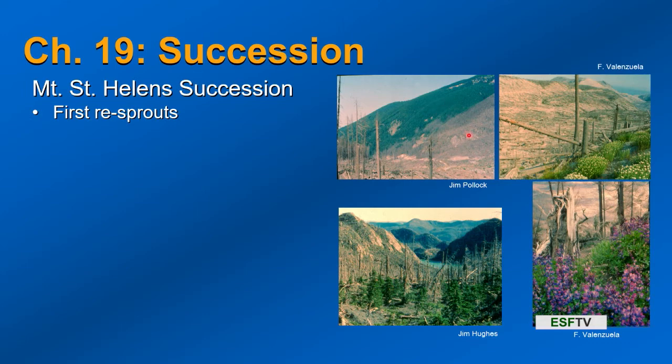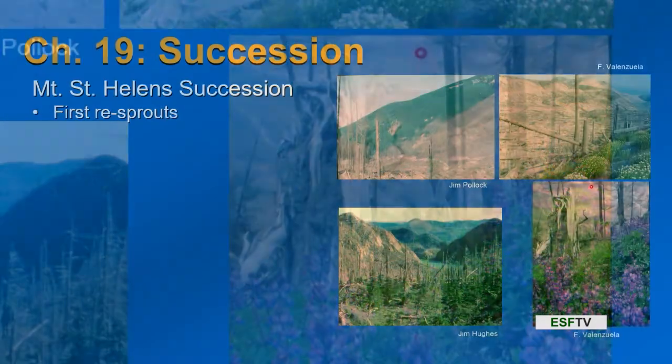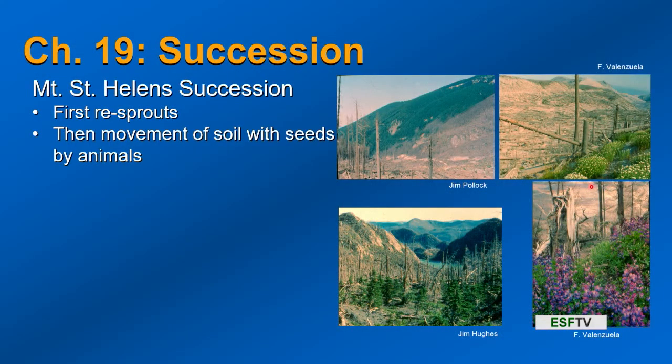As you get closer to the crater, it starts to look like a moonscape. And you can sense it down in here too. It looks like a moonscape pretty far away. It was devastating. Okay, so first you get resprouts, things that didn't quite get killed, but could resprout. And on the edge of the blast zone also, you didn't get this thick ash layer that you got right next to the crater. So I'll come back to that in a little bit.